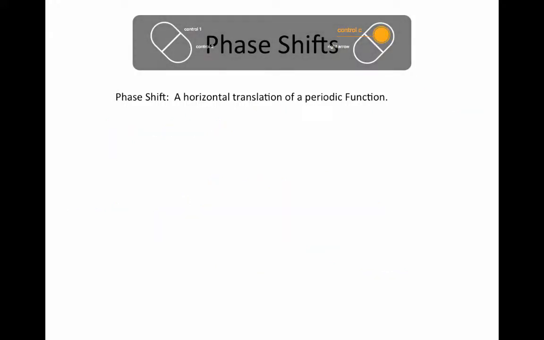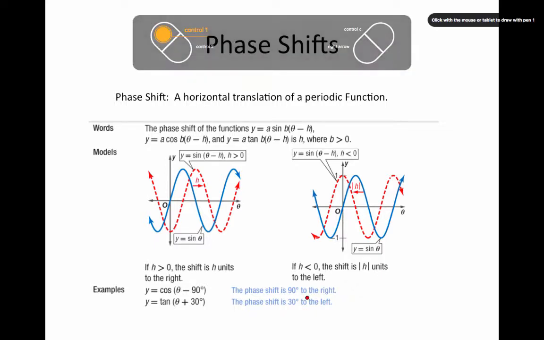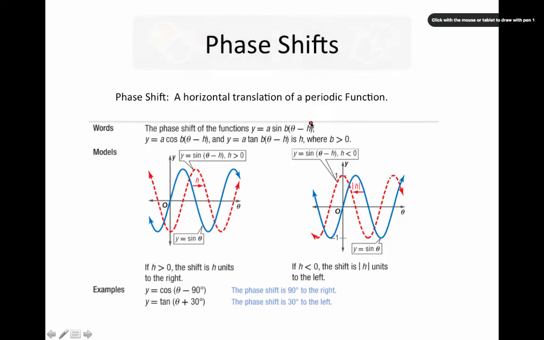So now we're going to do the same thing here. We're going to do h units left or right. You do need to watch out for whether we are going right or going left, in terms of the minus being part of what we're doing here. So this would be theta minus 90. That's 90 to the right. Remember, it's the opposite idea. This is plus 30. That's 30 to the left. So we do need to watch out for that.